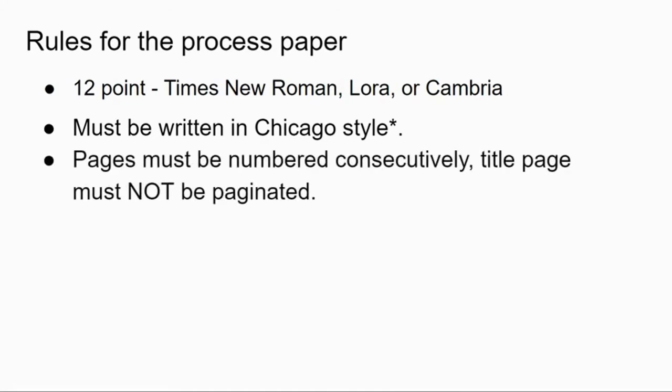Pages are numbered consecutively, except the title page is not paginated, meaning that there is no number on the title page. And so page 2 is the first page after the title page. The annotated bibliography is also paged with this, so you'll go right from that process paper, those paragraphs, onto the annotated bibliography. And we will show you exactly how to do this as we get closer to that deadline.